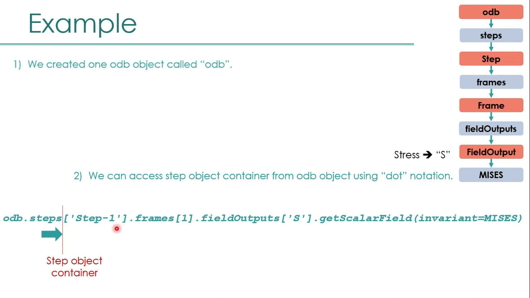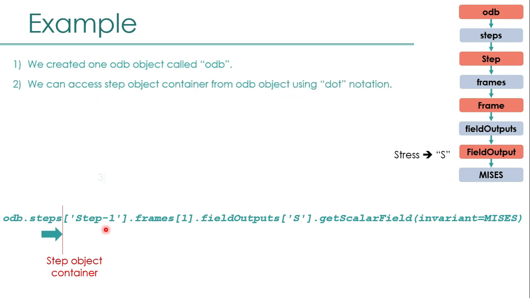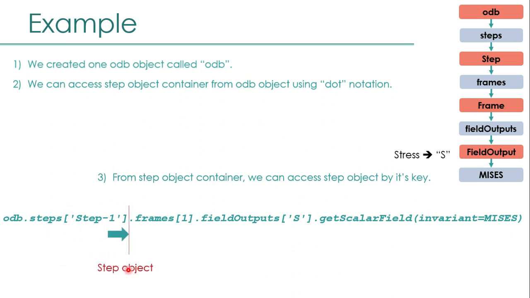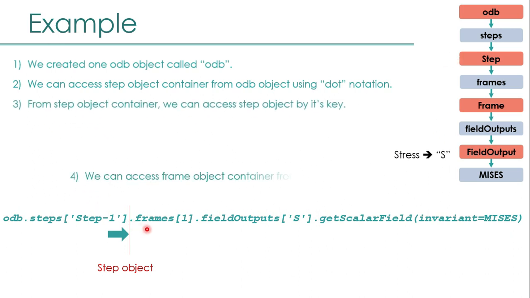We have to use the square brackets, and in the square brackets we have to mention a string value, I mean the name of that step. Okay, so at this point what we will get is the step object. So this step object will correspond to the step 1 data from the ODB object. So this is the ODB object. From this ODB object we now have this step 1 data. So now going further, we have to access the frames, right?